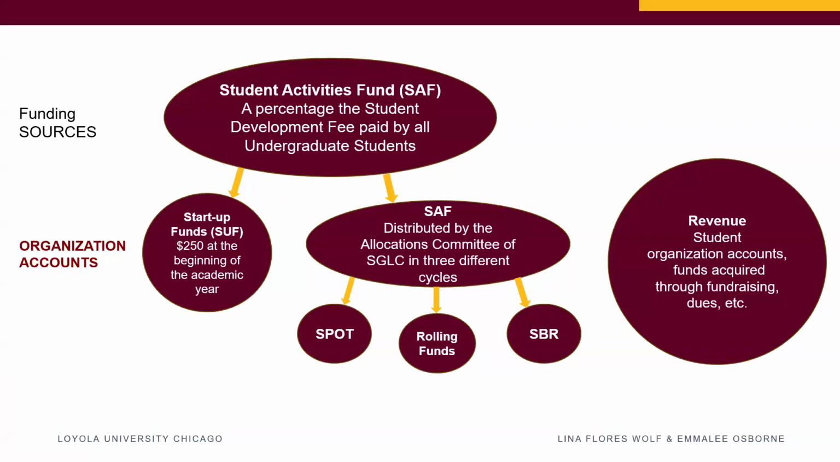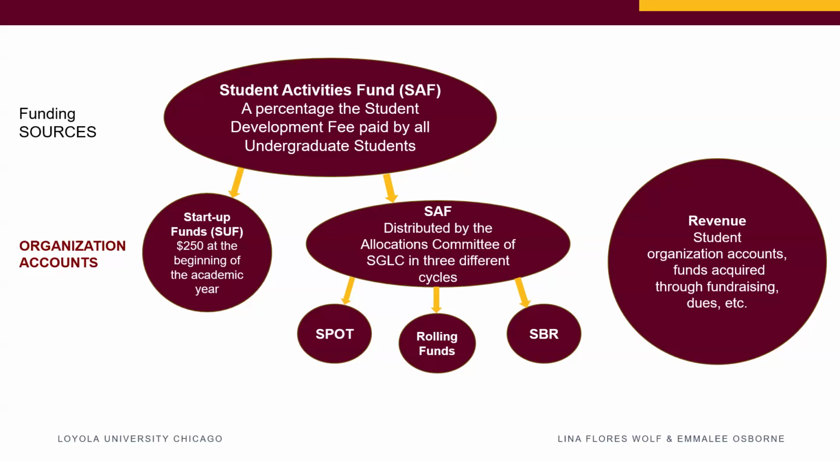Like I mentioned, I wanted to talk a little bit about the funding sources that student organizations have. Each student organization has three accounts. Two of these accounts come from the Student Activities Fund, which is a percentage of the student development fee that all undergraduate students have. All student organizations also have a revenue account. This is the student organization's money.